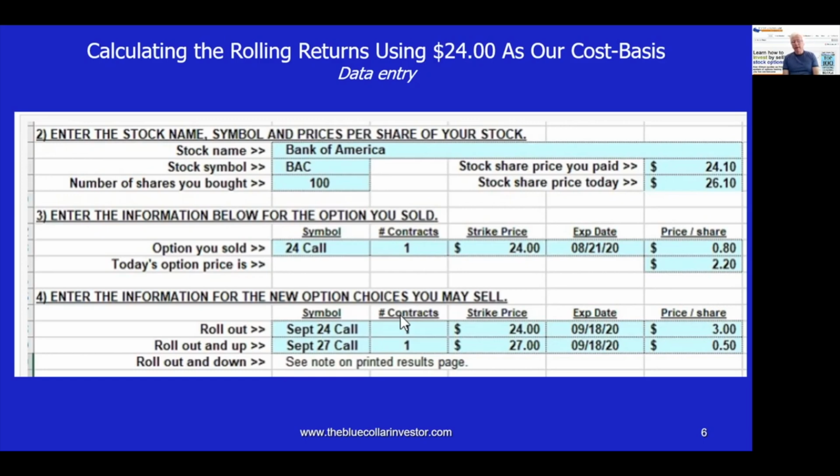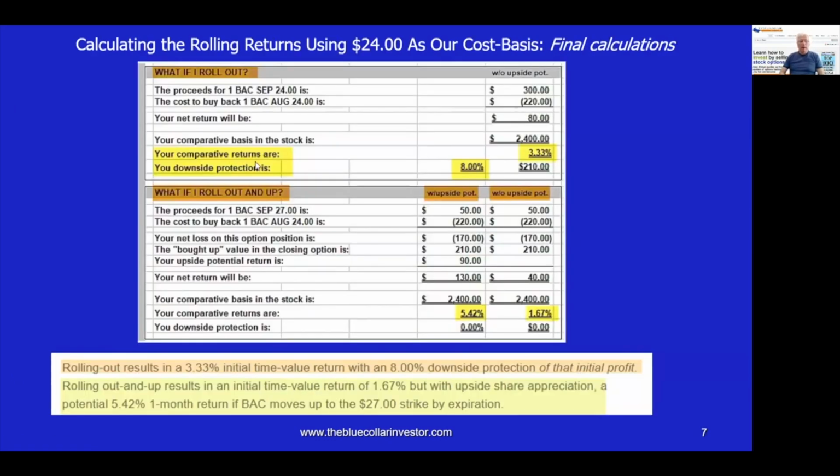We originally generated 80 cents on the last option trade. The cost to buy it back, $2.20. Now, if we rolled out to that same 24 strike a month later, we generate $3. If we roll out and up to the higher 27 strike, we generate 50 cents. So that information is entered into the blue cells of the What Now tab of the BCI calculators, and lo and behold, on the right side of the spreadsheet, the results will appear.